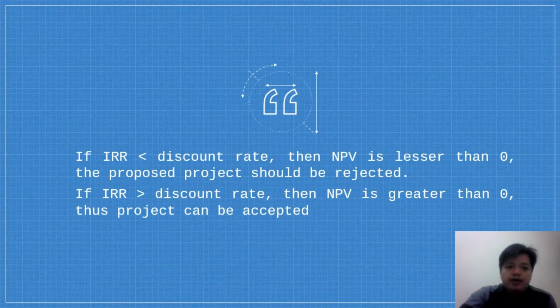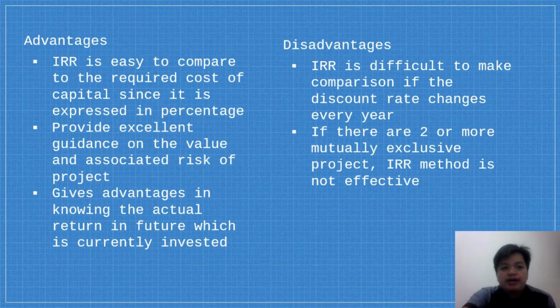So if IRR is lesser than the discount rate, then the NPV is lesser than zero, and the proposed project should be rejected. However, if IRR is greater than the discount rate, the NPV must be greater than zero, so the project can be accepted. So the advantage of IRR is that it is easy to compare to the required cost of capital since it is expressed in percentage. The disadvantage of IRR is that it is difficult to make comparison if the discount rate changes every year.